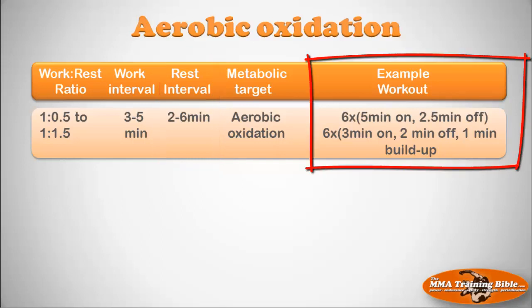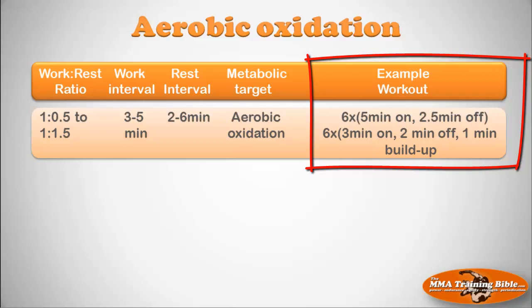So here's an example workout so you know exactly what I'm talking about. Something like 6 times, 5 minutes on, 2.5 minutes off would be an example of a workout that would target aerobic oxidation. Another example, 6 times, 3 minutes on, 2 minutes off with a 1 minute build up. So let me explain what I'm talking about here. When I say 5 minutes on, or 3 minutes on, that's your work interval. I'm assuming that you're working as hard as you can for that entire block.